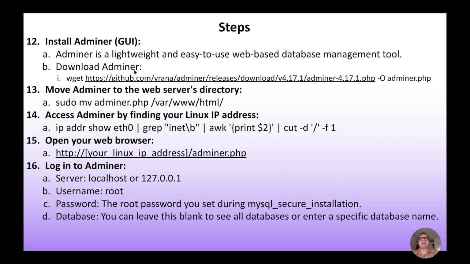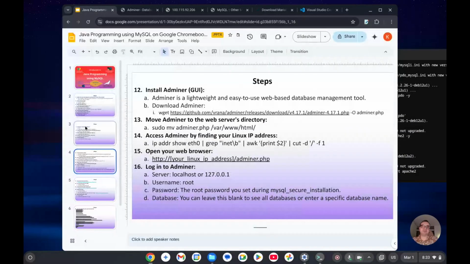And we need to download Adminer from this link. But we can also install it using wget and then write down the correct URL in front of it and then -O and then adminer.php. Then we need to move Adminer to the web server's directory, access Adminer by finding our Linux IP address, open our browser, and then log into Adminer. So these are the steps to install Adminer and log into it.